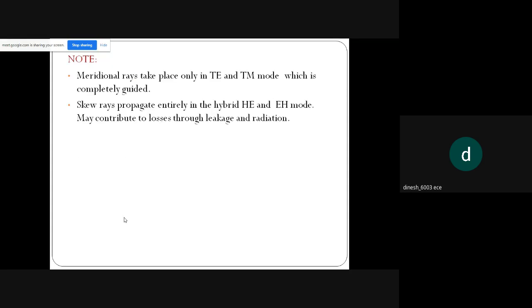We should keep a note that the meridional rays will take place only in TE and TM modes, which are completely guided. Skew rays will propagate entirely in hybrid HE and EH modes, since they may contribute to the loss through leakage and radiation. So keep in remembrance, meridional rays take place only in TE and TM, whereas skew rays take place only in hybrid HE and EH.